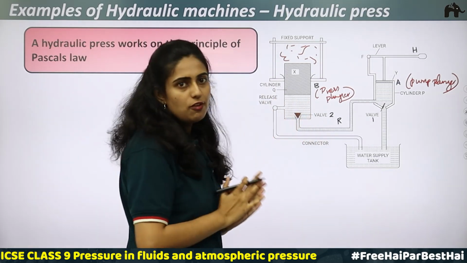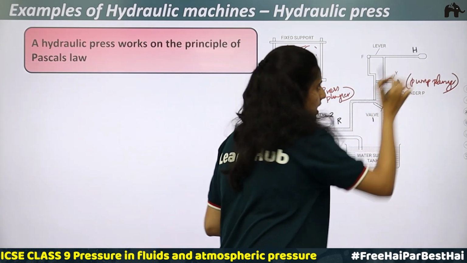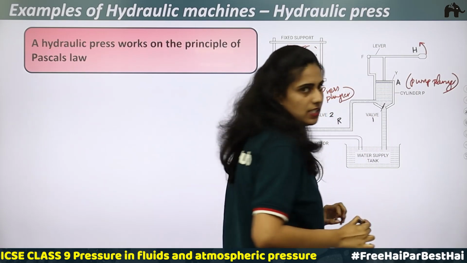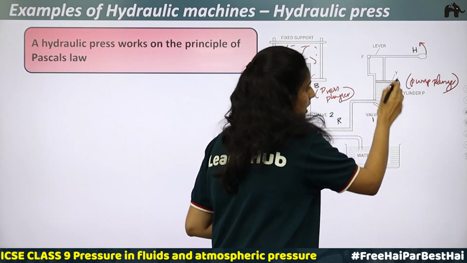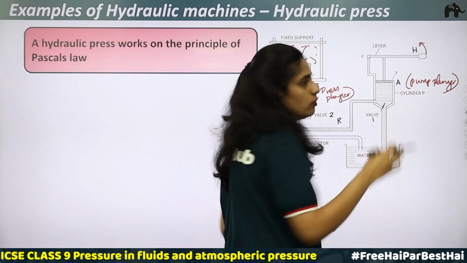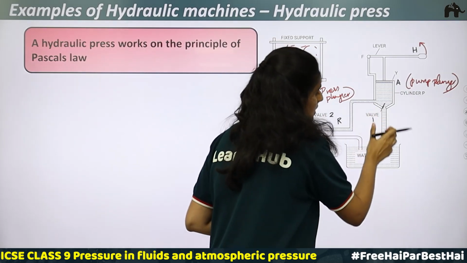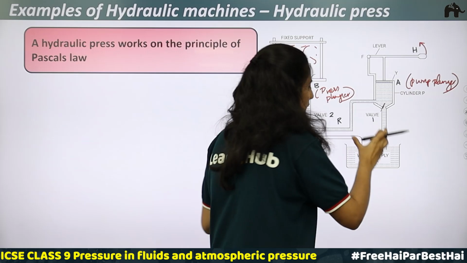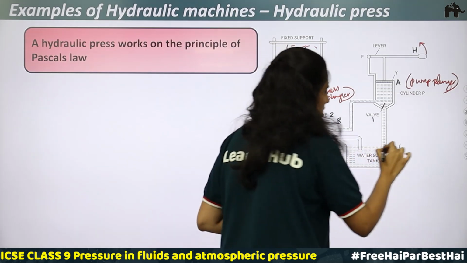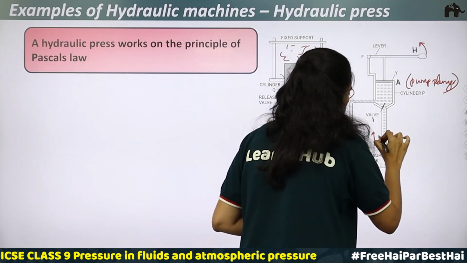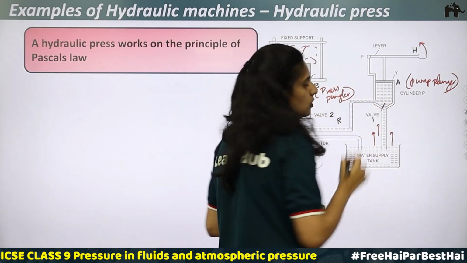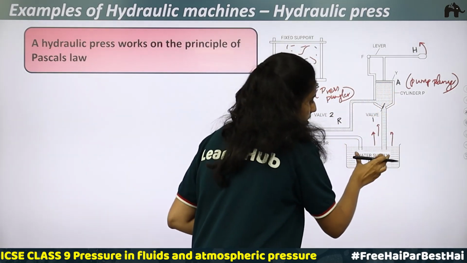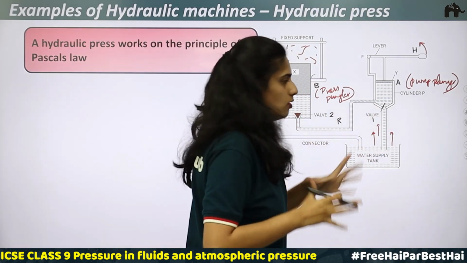Now let us talk about the working. Here you can see a handle. When this handle is lifted up, the pressure inside the cylinder P will be less than that in the water supply tank. Due to the atmospheric pressure, the water, or the fluid, is going to rise. It will reach here. So here the water supply tank contains the water from the reservoir.